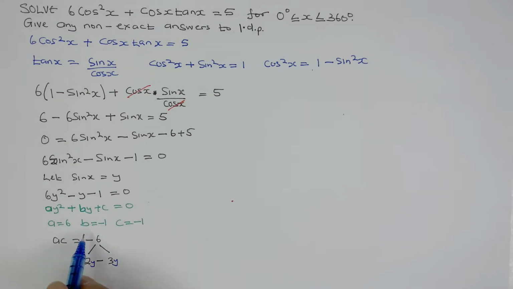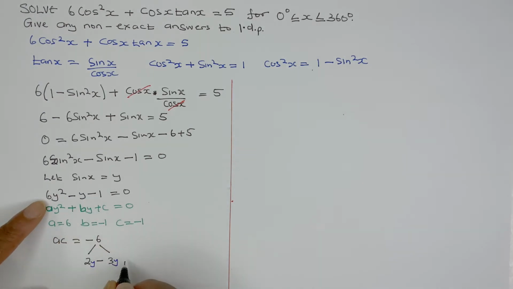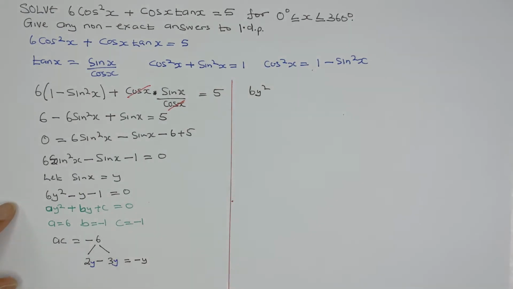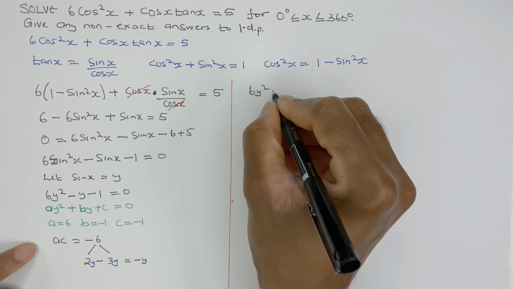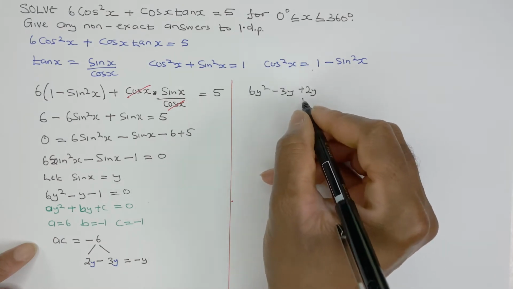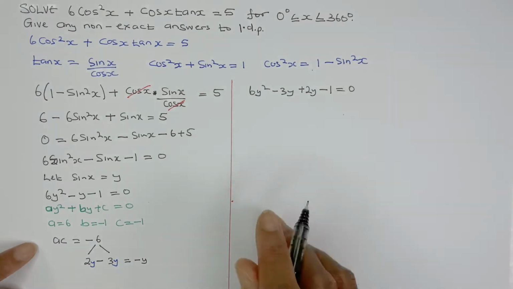So I'm going to replace the minus y with 2y minus 3y in that function. So we get 6y squared, minus 3y, plus 2y. So that will give me minus y. And then I've got minus 1 equal to 0.